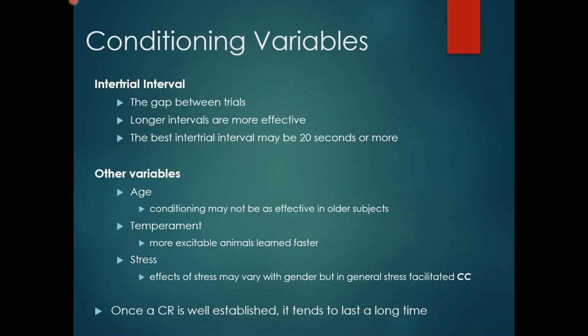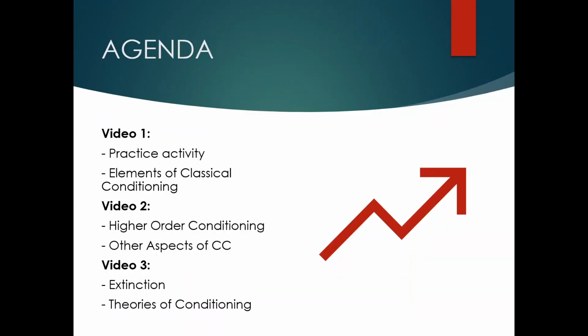The takeaway point here, and one thing I want you to make sure you remember, is that once that conditioned response is established, we've had a lot of trials with the appropriate intertrial intervals, interstimulus intervals, and all of these other variables have been met and learning has occurred. Once that conditioned response is well established, it tends to last a long time. So in the next video, we'll actually talk about how we can get rid of that association.